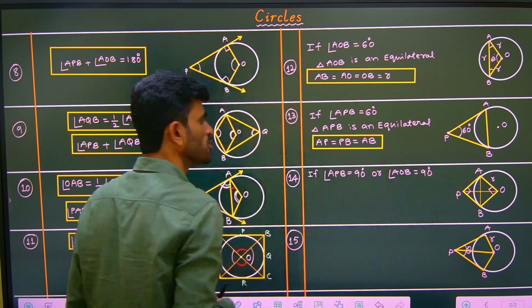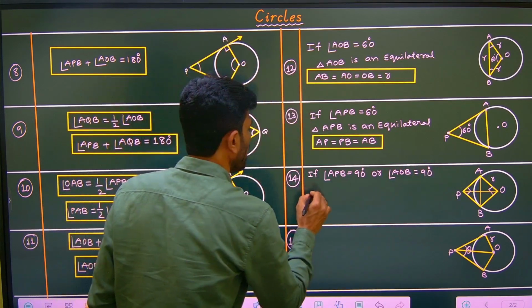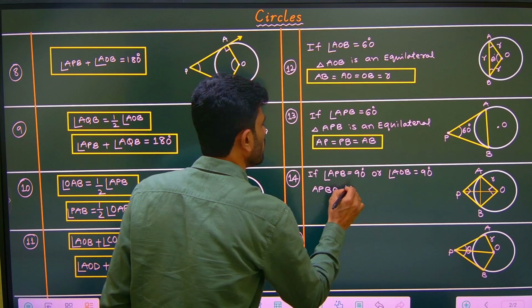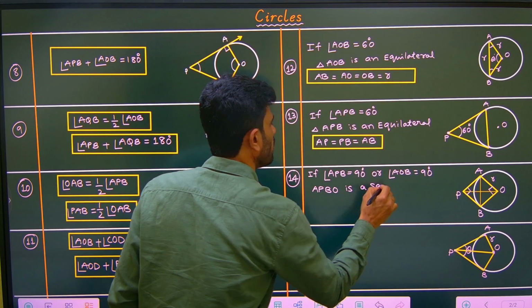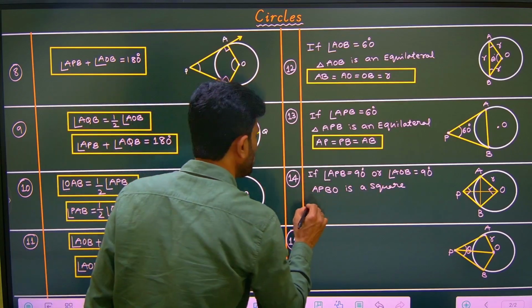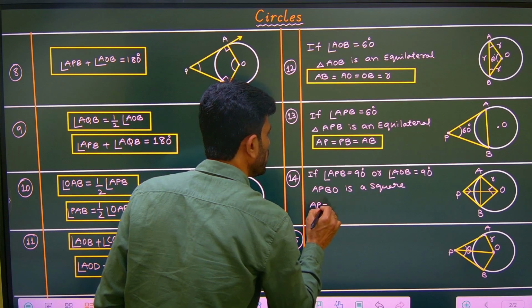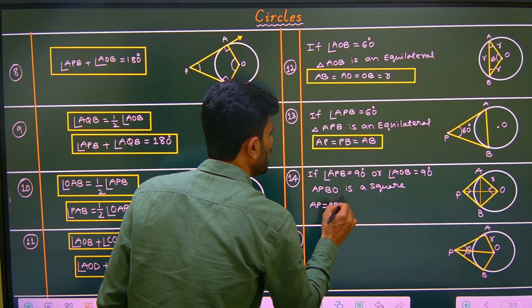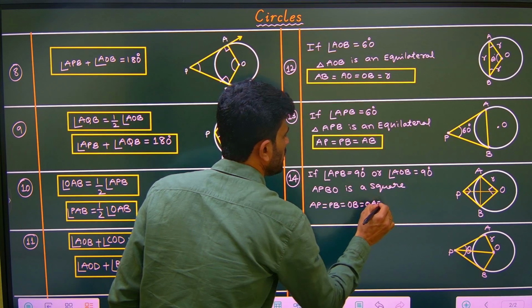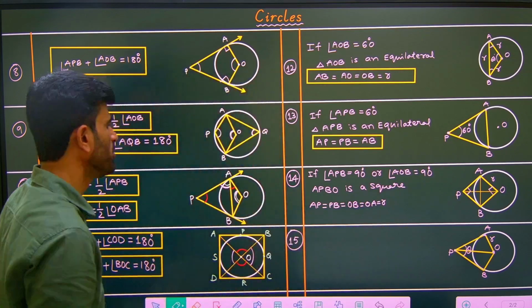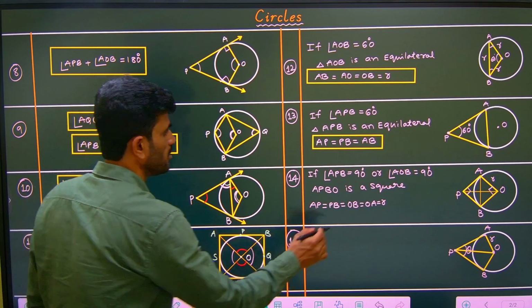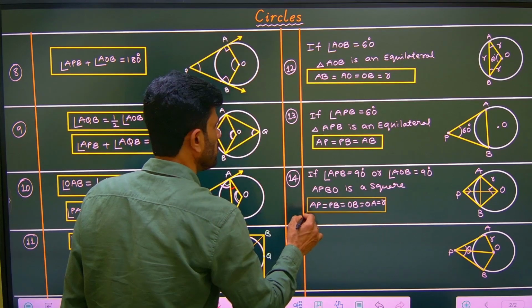In these two, if any one of them is 90 degrees, what happens? APBO will become a square. In that case, all the sides will be equal. AP is equal to PB is equal to OB is equal to OA is equal to R. All the sides will be equal, and all the sides will be equal to what? The radius of the circle. This is one important note here.